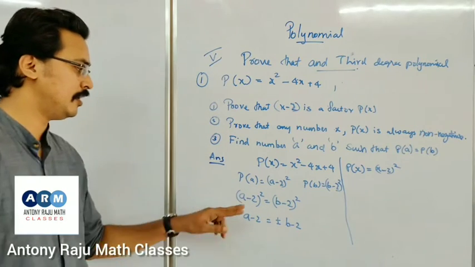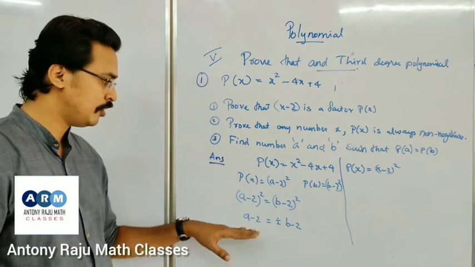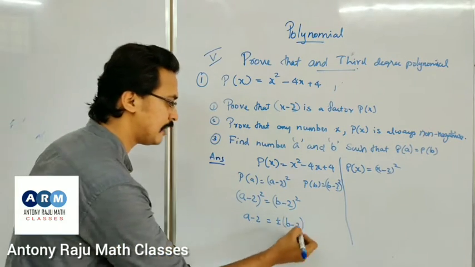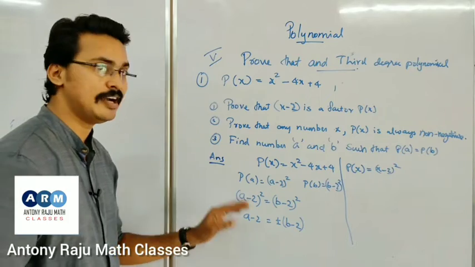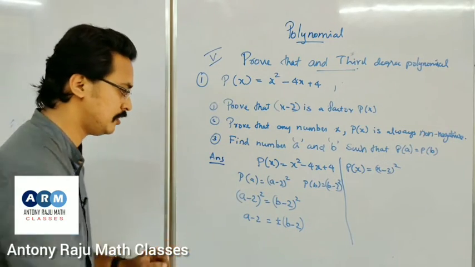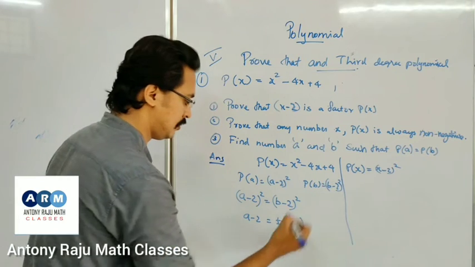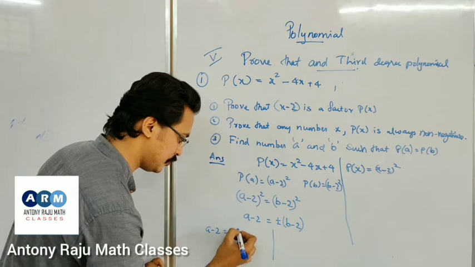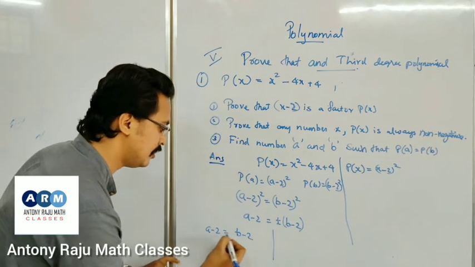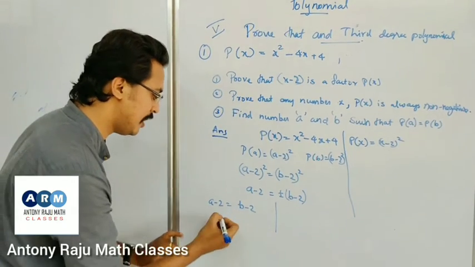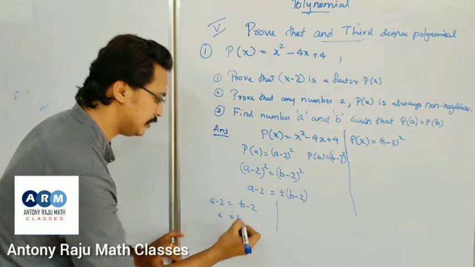Alright, this is the square root. A minus 2 and plus or minus (b minus 2). This bracket is marked. So the two conditions are plus (b minus 2) and minus (b minus 2). For the first case, it will be a minus 2 equal to plus (b minus 2). Then, on solving, the 2s cancel and a is equal to b.